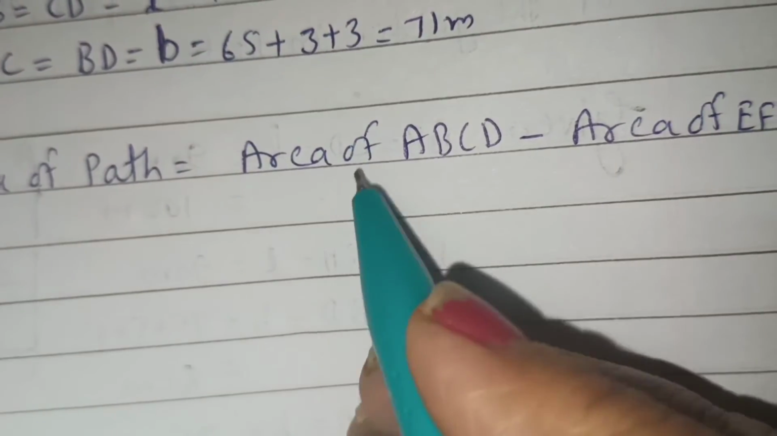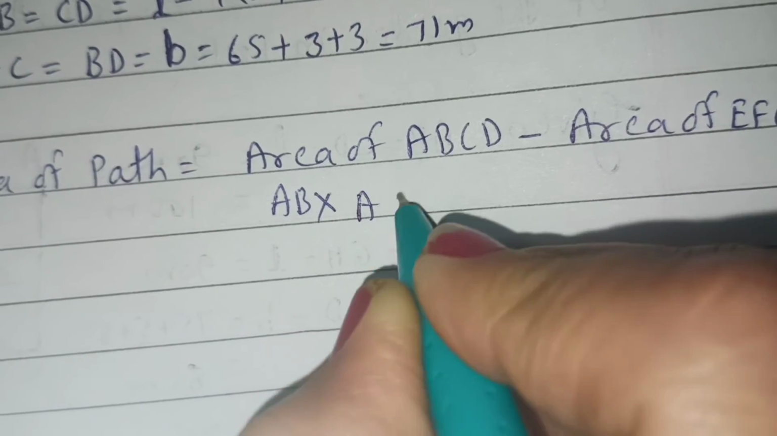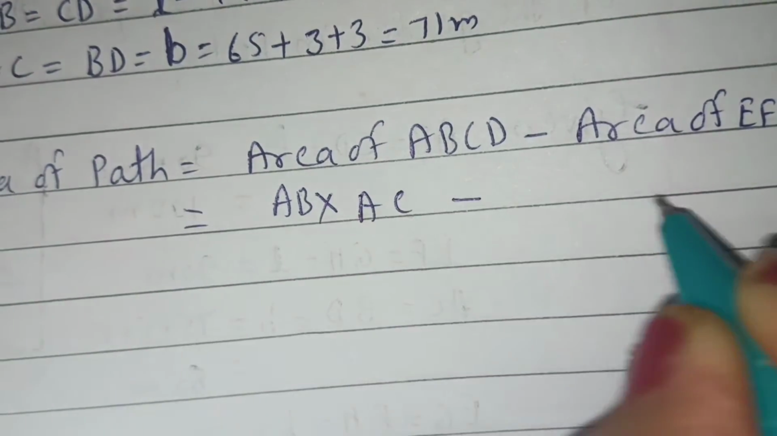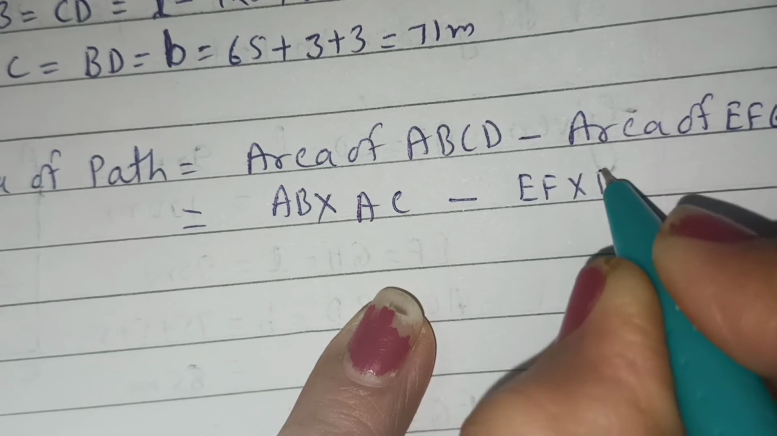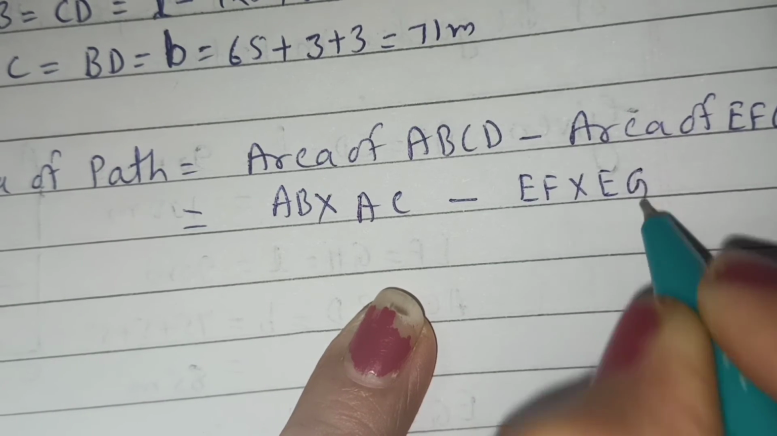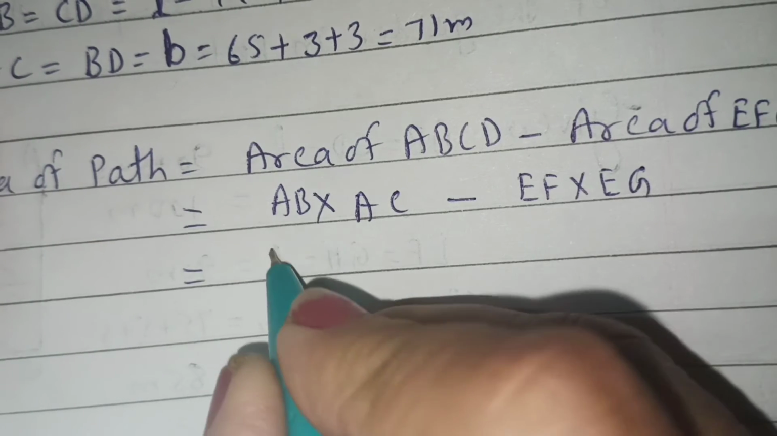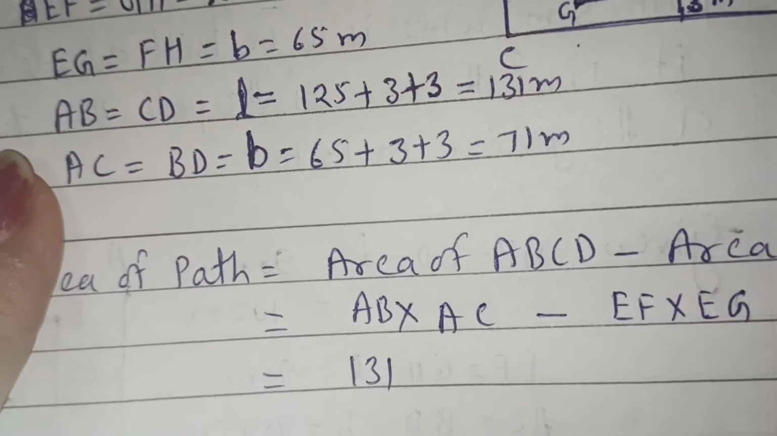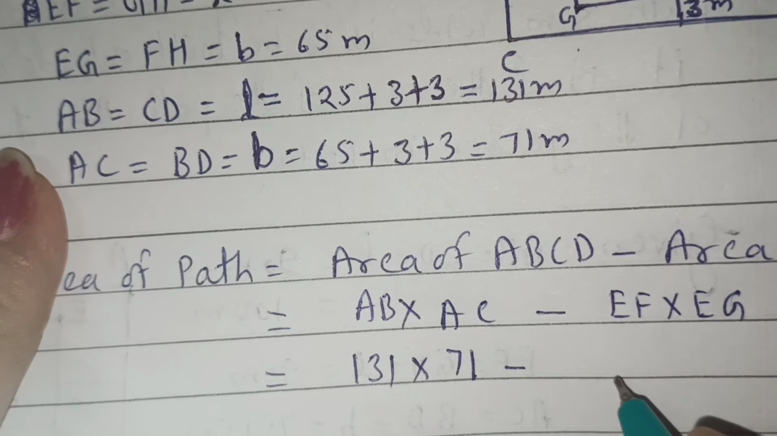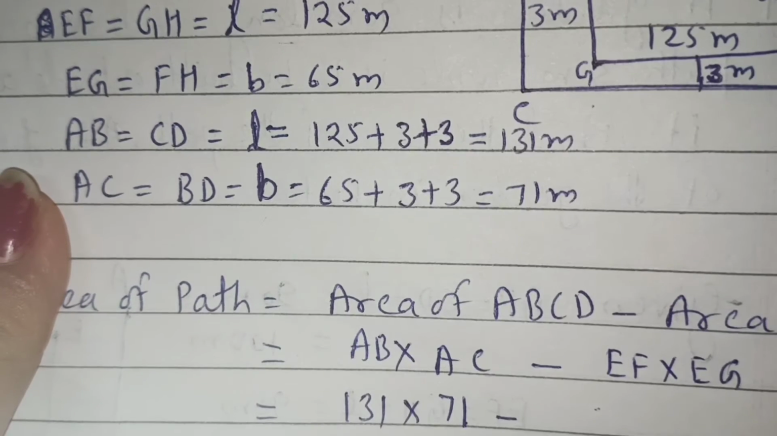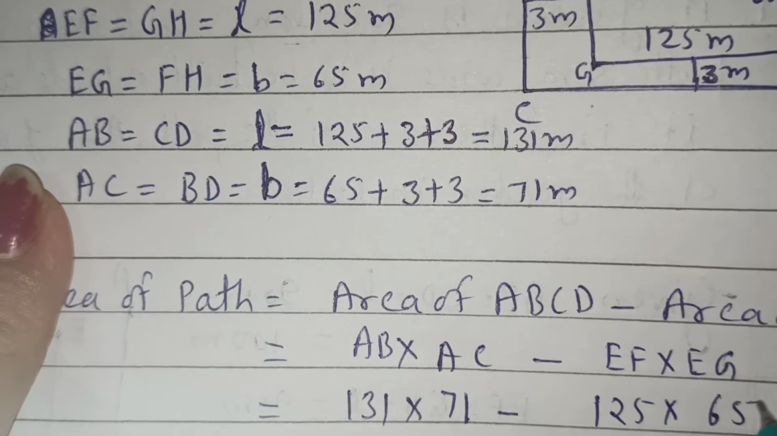So what is the area of ABCD? ABCD means AB into AC, and EFGH is EF into EG. And what is the value of AB? AB is given as 131. See, AB we got here, and AC is 71. And here EF is 125 and EG is 65.